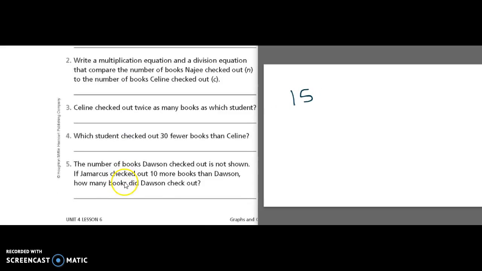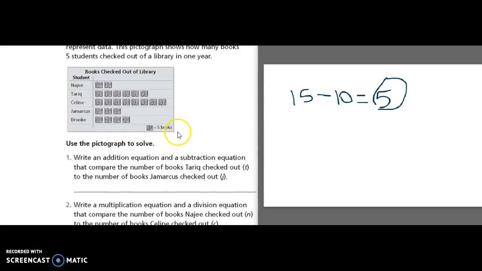And then come back here and it says he checked out 10 more books than Dawson. So he has more books than Dawson does. So if I'm going to be figuring this out, I know I'm going to have to subtract. So how many books did Dawson check out? He only checked out 5. So down here I'll be writing down 5 books, but I'm going to have you try right here.